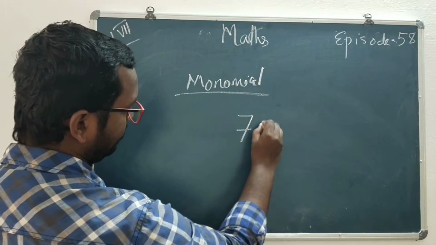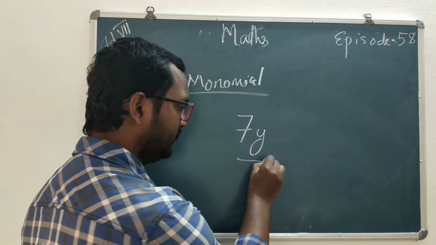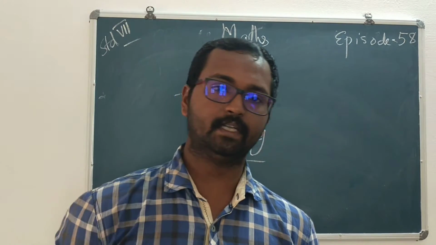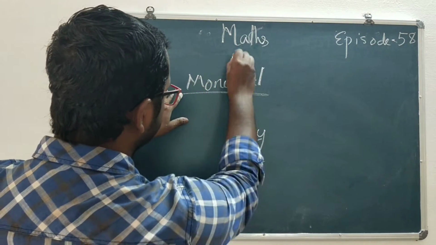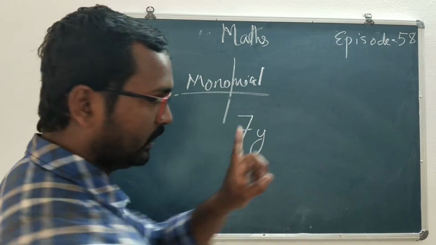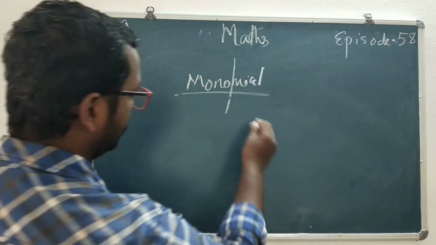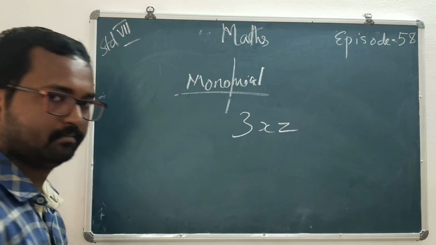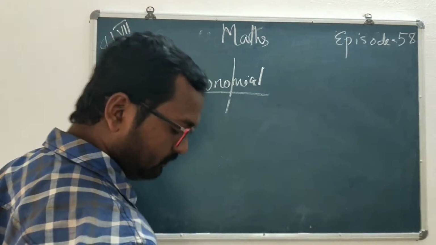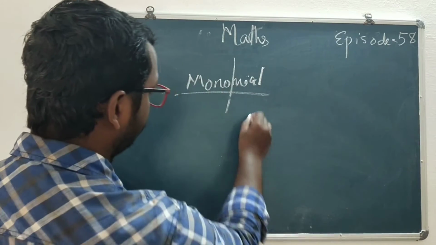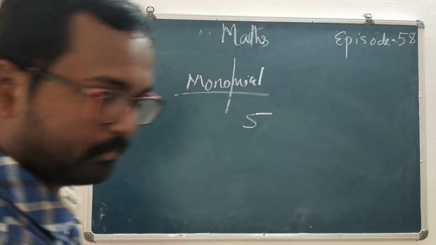Let's say if I wrote 7x. As you can see here, there is only one term. There is one term. So when there is only one term, we say it's monomial. Mono means one. Nomial means term. So one term. Okay. So let us say 3xz. This is still monomial. If I wrote just 5, even though this is a constant, this is also monomial. Okay, I hope you have understood what is monomial.